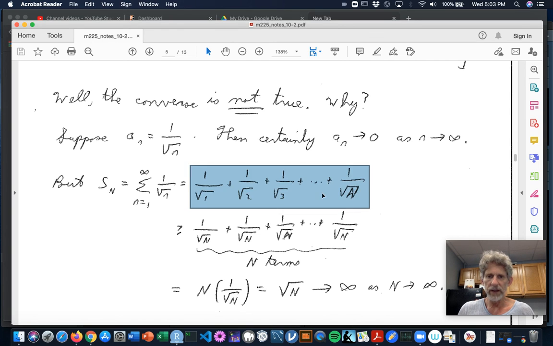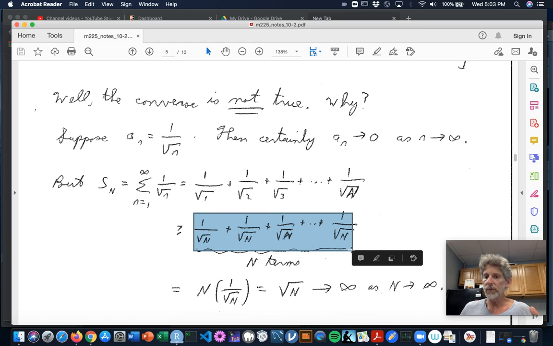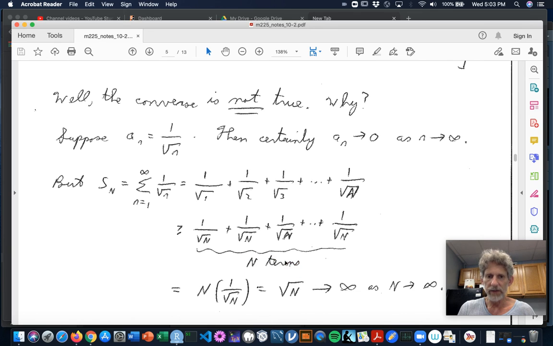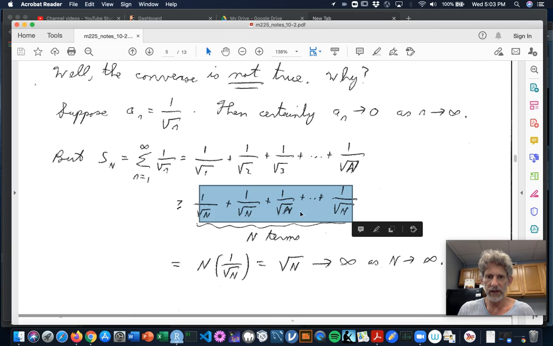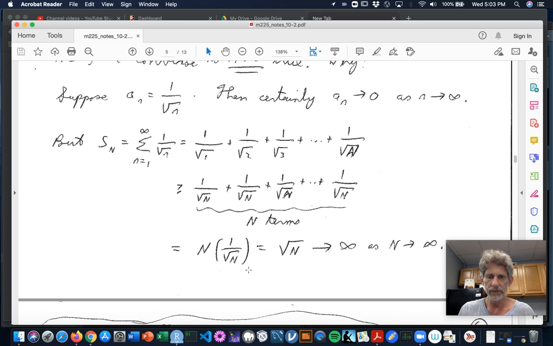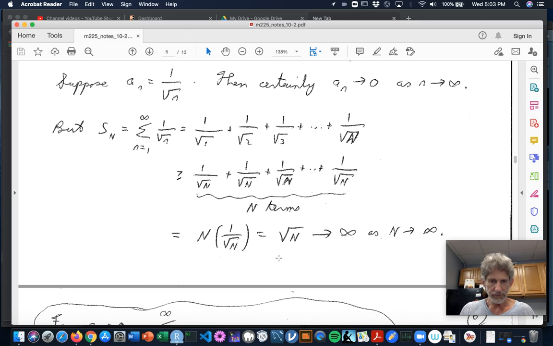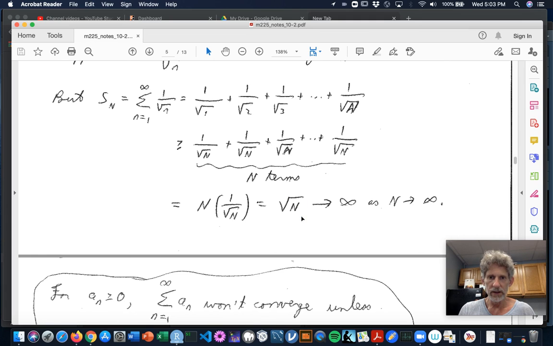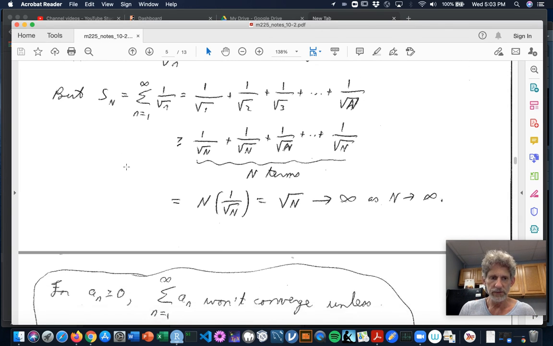So this sum here is bigger than just the same number of terms, except they're all 1 over square root of N. And that's capital N of those. And so this adds up to N times 1 over root N, and that's the square root of N. So what I'm seeing is that the Nth partial sum is bigger than the square root of N. Now the square root of N goes to infinity, so the Nth partial sum has to go to infinity. So this infinite series does not converge.